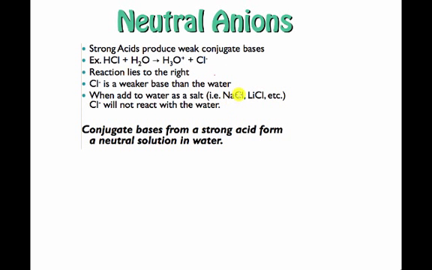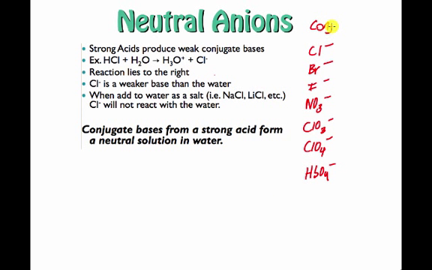So when I add things like sodium chloride, lithium chloride, nothing happens. The chlorides will not react, right? So chlorides, bromides, iodides, nitrates, chlorates, perchlorates, okay, and HSO4 minus. 1, 2, 3, 4, 5, 6, 7. So these are your conjugate bases from the strong acids, from the 7 strong acids. These will always be neutral. They will have no effect on the pH.